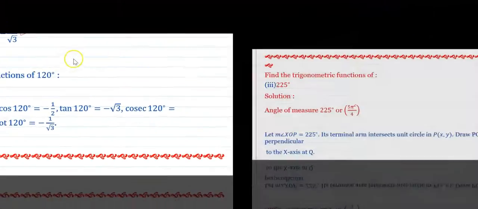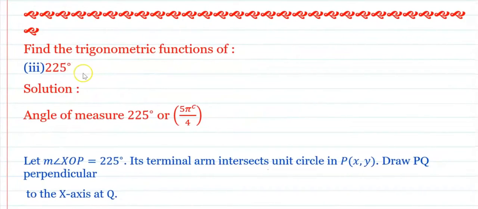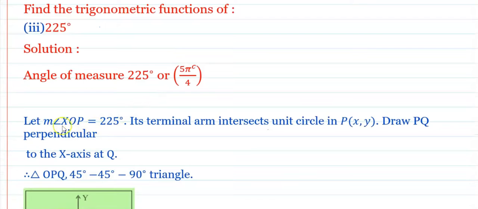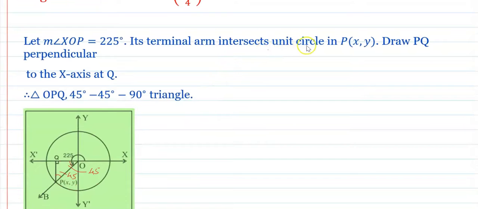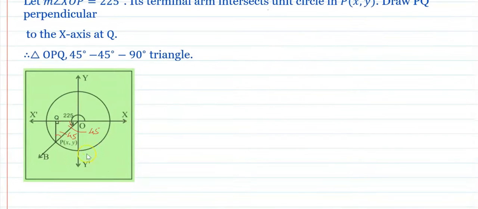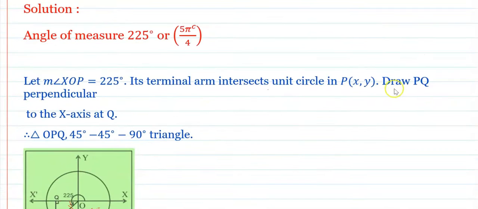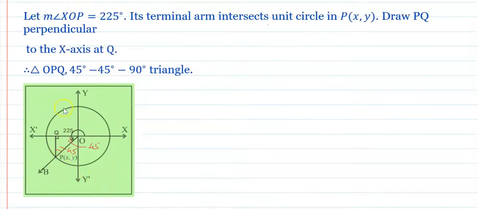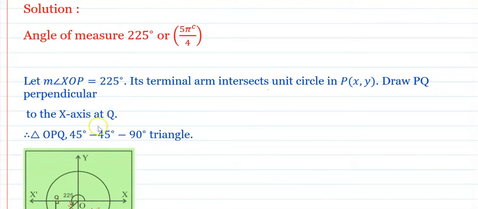Now the next, find the trigonometric functions of 225. Angle of measure 225 or 5 pi by 4 radian. The measure of angle XOP is equal to 225. Its terminal arm intersects the unit circle at P. See this here. Next, draw PQ perpendicular to the x-axis. PQ is perpendicular to the x-axis at Q.